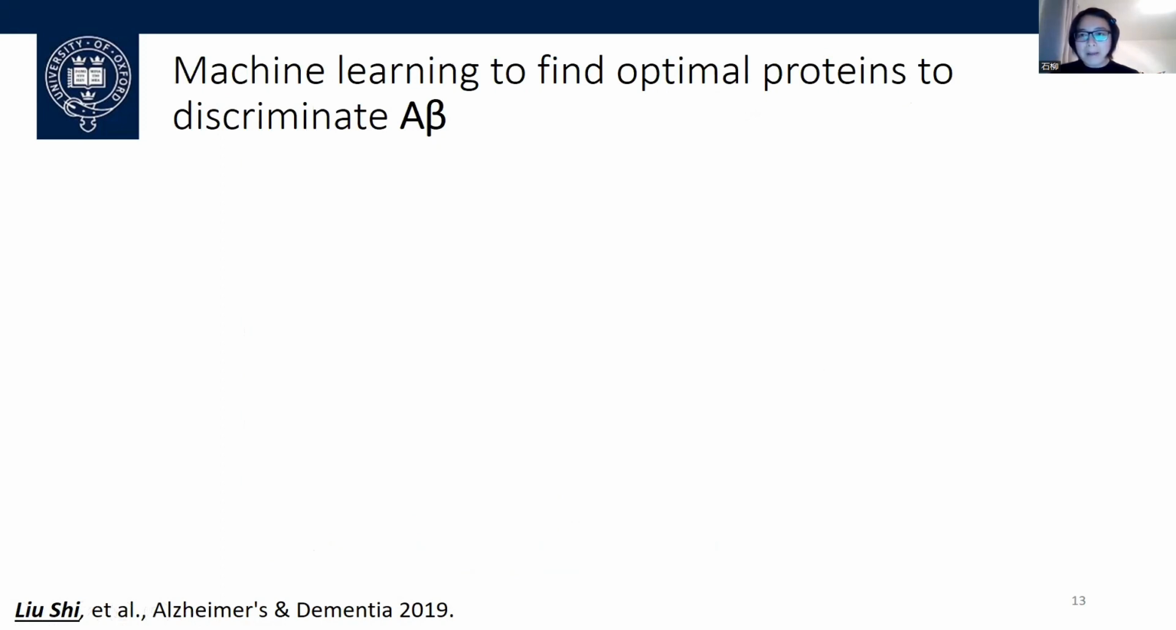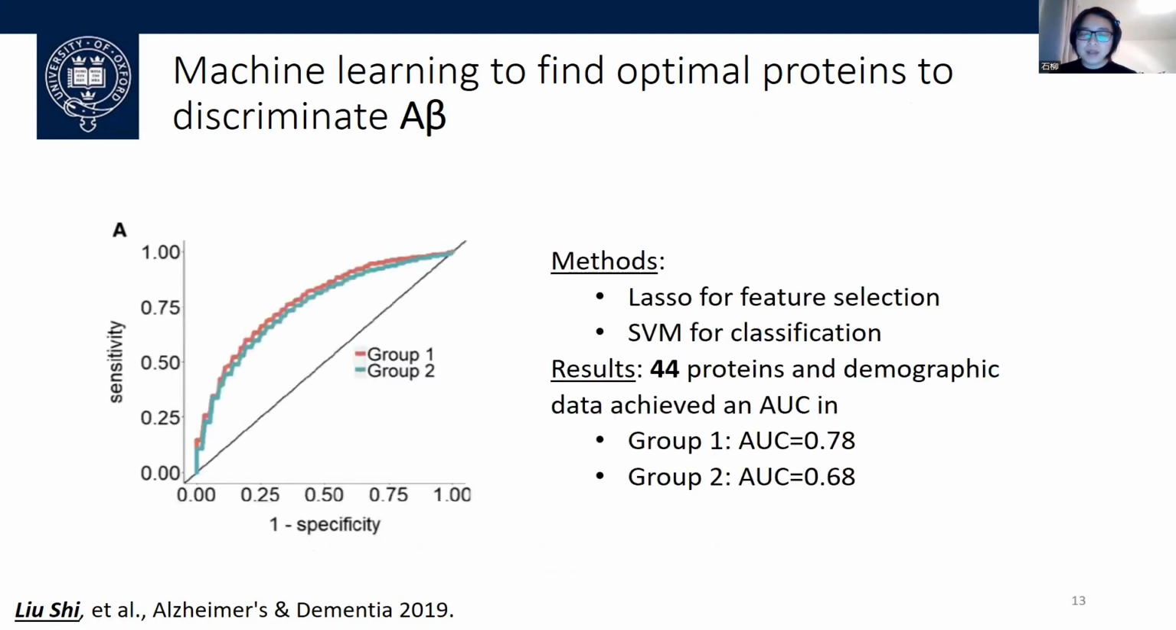Apart from the linear regression and KEGG pathway enrichment, we also used machine learning to find the optimal proteins to discriminate A-beta. As we have measured 4,001 proteins, if we want to identify biomarkers, we don't need to measure that many proteins. So that's why we want to find the minimal panel of proteins which can predict the A-beta pathology. So we used LASSO for feature selection and SVM for classification.